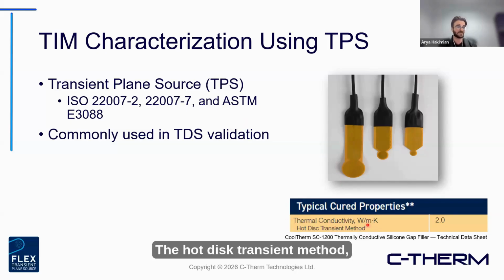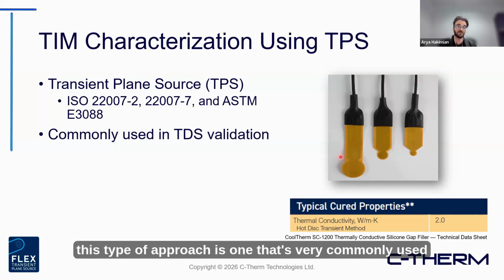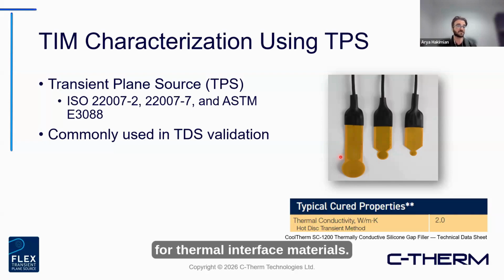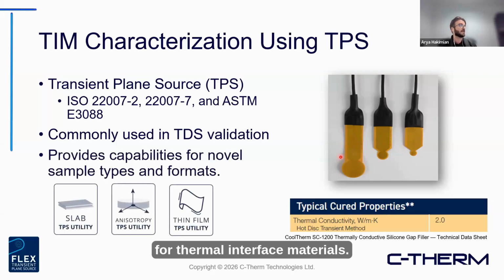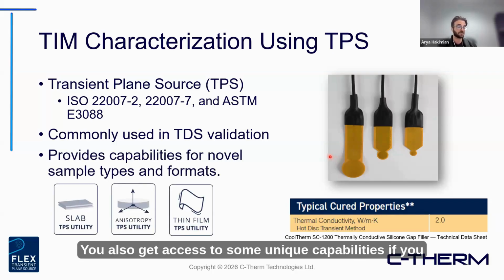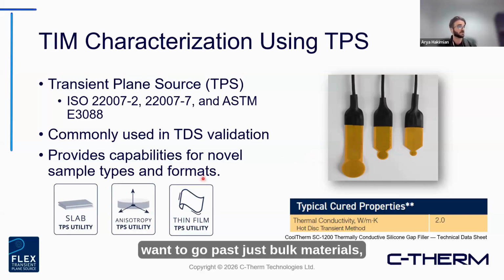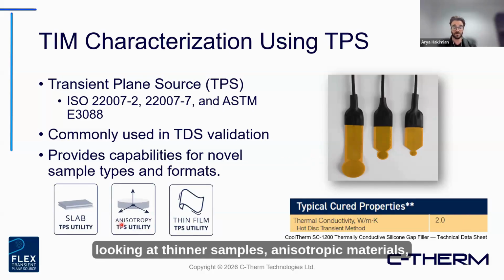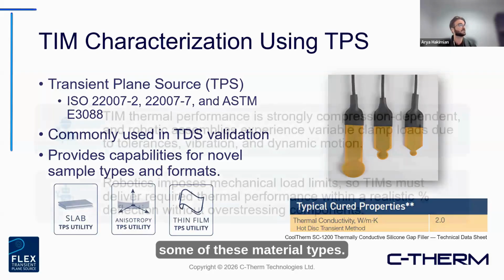The Hot Disk transient method, TPS, ISO, these refer to the same style sensor. You can kind of see that here. So if ever you're looking at comparing against maybe some material specs or you're looking to put your own spec out there, this type of approach is one that's very commonly used for thermal interface materials. You also get access to some unique capabilities if you want to go past just bulk materials, looking at thinner samples, anisotropic materials, thin films even. So the TPS really provides a nice framework for testing some of these material types.